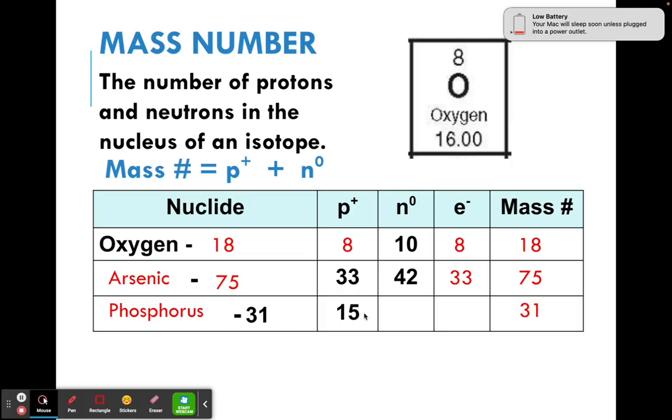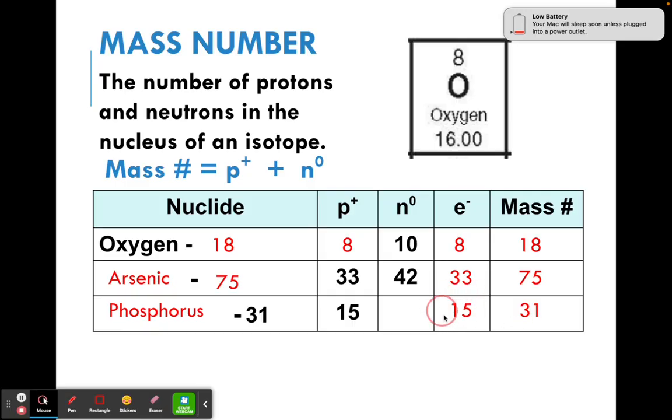So now we have the name of our isotope. We know the number of protons. We know the mass number. So how do we figure out the number of neutrons? Well, if we know the mass number is neutrons plus protons, and we've got the number of protons, all we need to do is subtract the number of protons from our mass number, and what we're left with is neutrons. So take 31, subtract 15, and what do we get? We get 16. So 16 would be the answer.